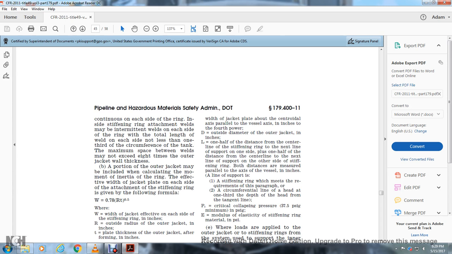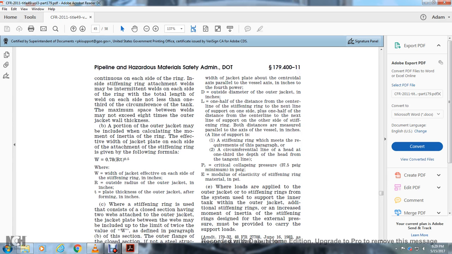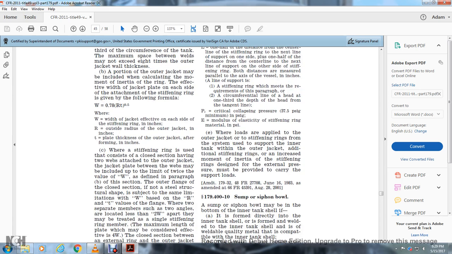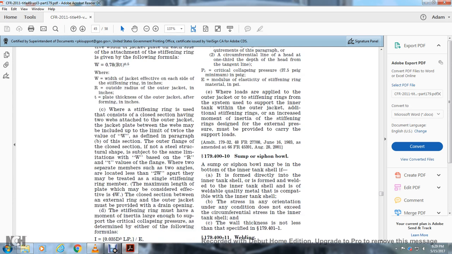Any portion of the outer jacket may be included in calculating the moment of inertia of the ring, with the effective width of the jacket plate on each side of the attachment of the stiffening ring given by the following formula. WE equals 0.758 times R T to the 0.5. W equals the effective width of the jacket on each side of the stiffening ring in inches. R equals the outside radius of the outer jacket in inches. T equals the plate thickness of the outer jacket after forming, in inches.